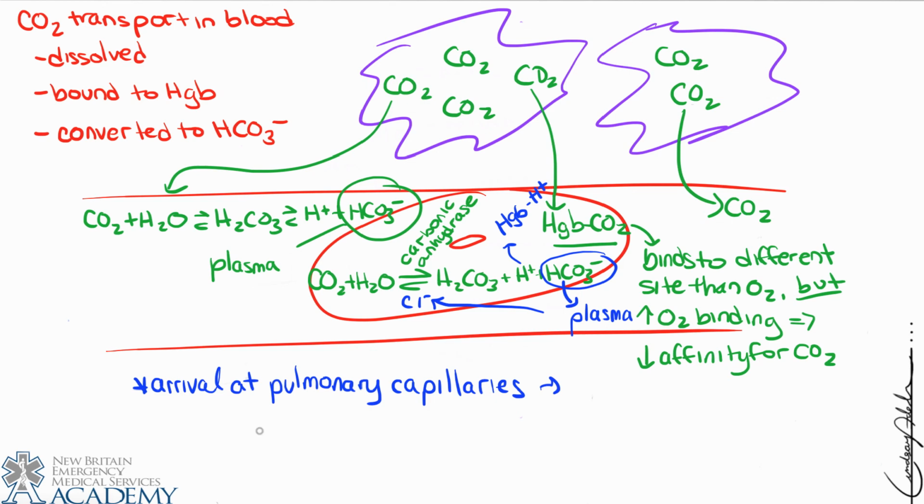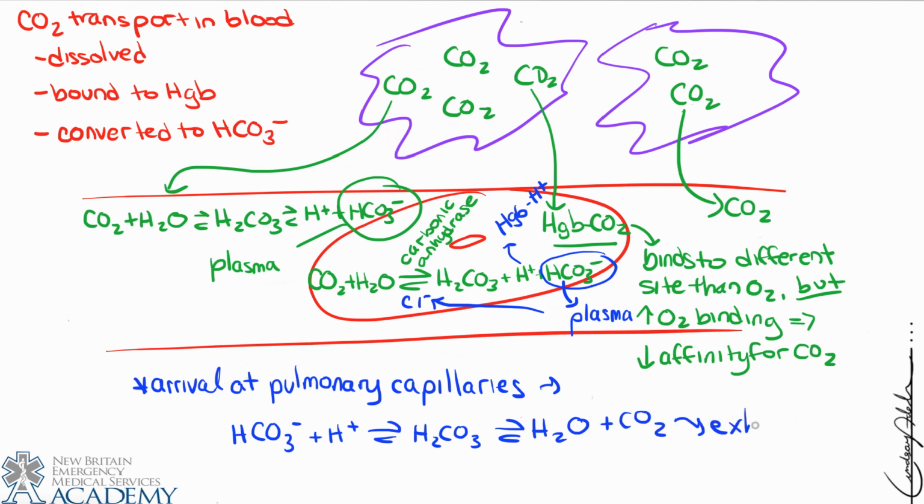bicarbonate ions. So we're going to travel to the pulmonary capillaries, and at the pulmonary capillaries now we need to get rid of all our CO2, and since we said that 70% is actually transported as bicarb, now we have to convert it back. So now we're going to do the equation in the opposite direction, and we're actually going to make the CO2 from the bicarb, and then we're going to exhale that CO2, and the process begins again. We pick up the oxygen and we travel to the peripheral tissues.